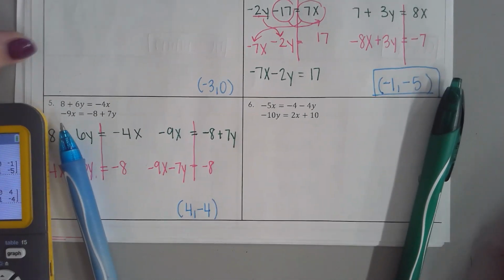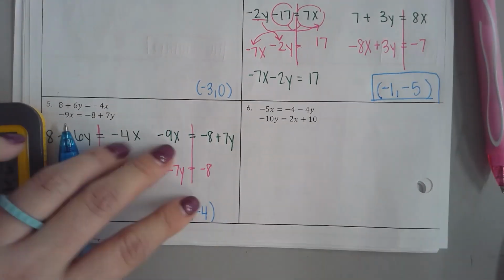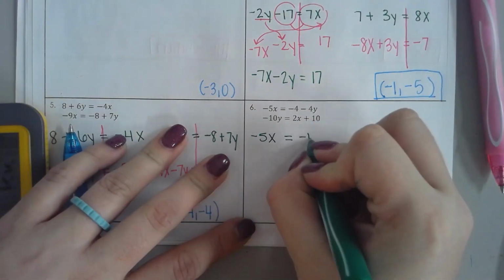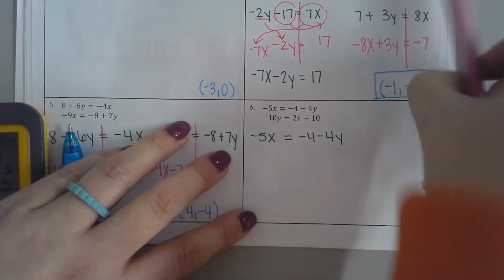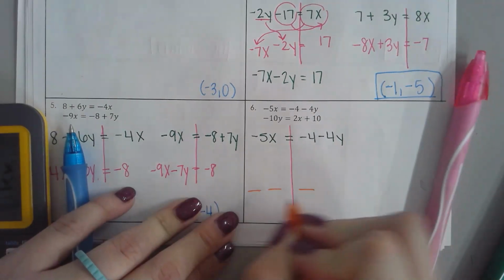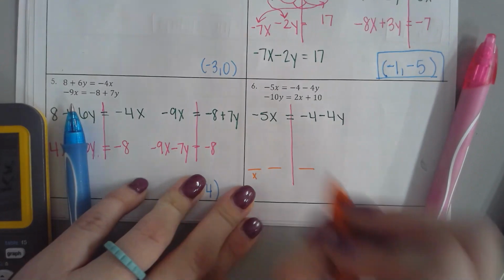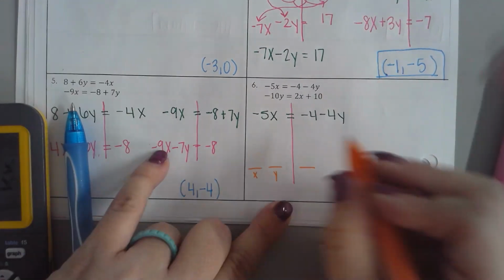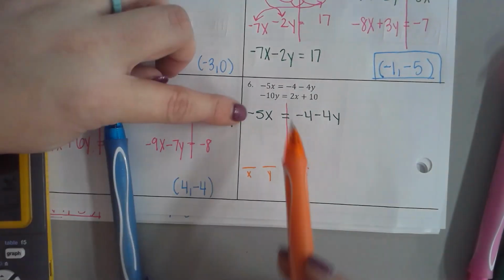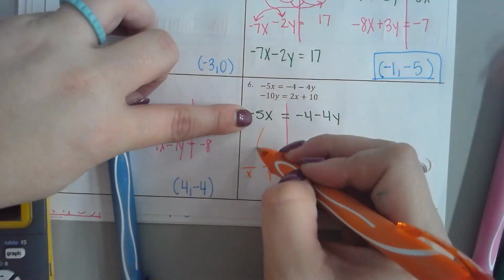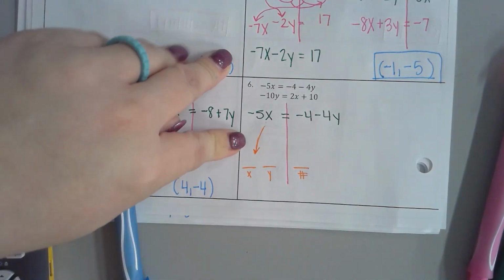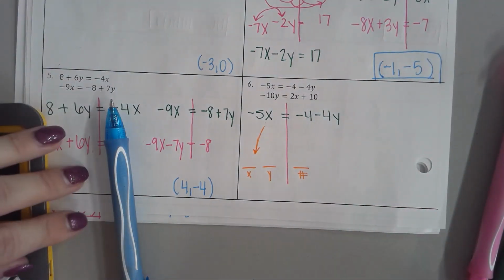Alright, I want you to try number 6. So we have negative 5x equals negative 4 minus 4y. So we basically have 3 blanks to fill. The first blank has to be your x, the next blank has to be your y, the last blank has to be your number. We're following this format every single time. So here's my x. To get the x into its spot, if I draw my arrow from that x to its spot, it did not cross over the line, which means the sign does not change.